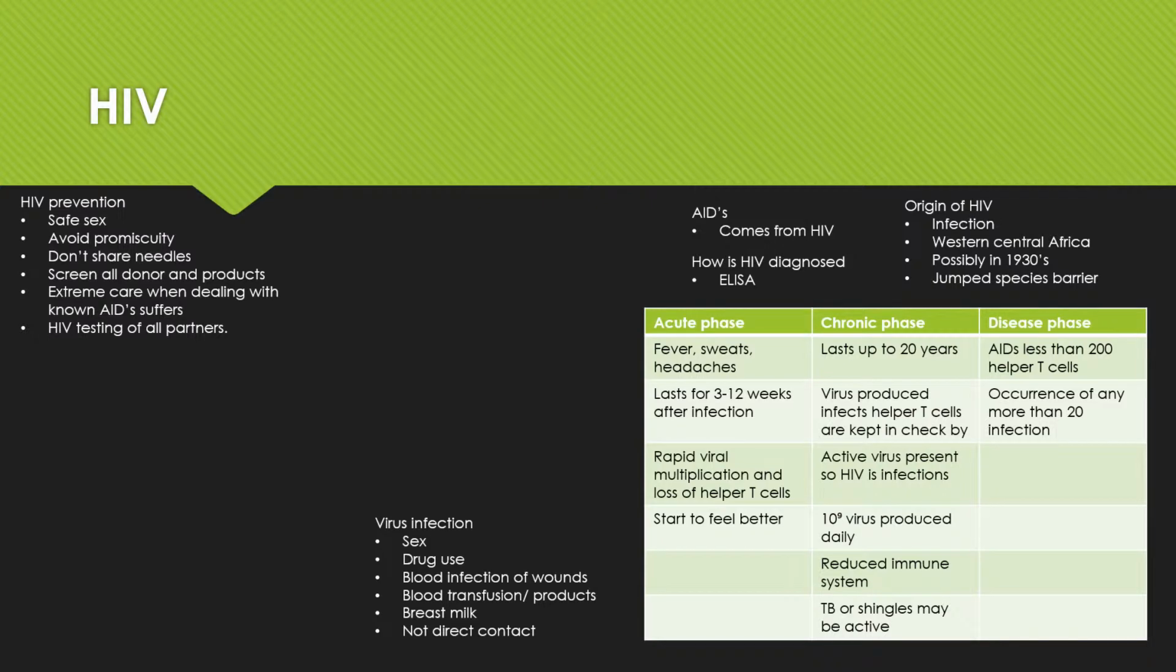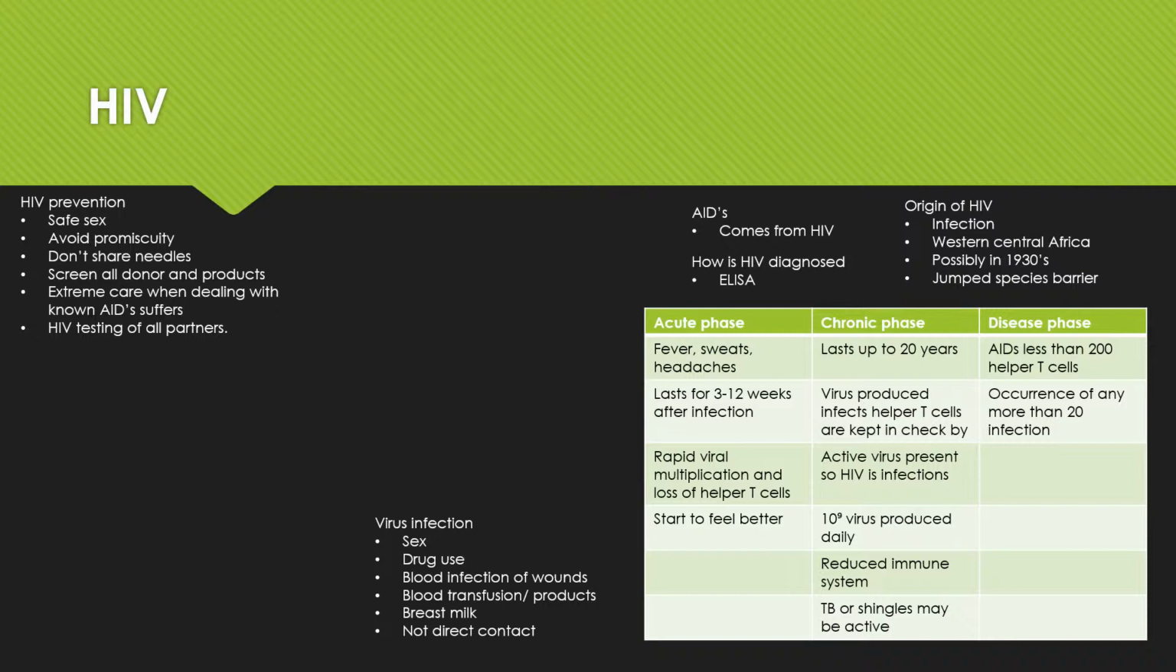And what are the different phases of HIV? Well, you have the acute phase, in which you get fever, sweats, and headaches, and this lasts for about 3 to 12 weeks. It's rapid viral multiplication and loss of helper T cells, and you start to feel better. Then the chronic phase can last up to 20 years.